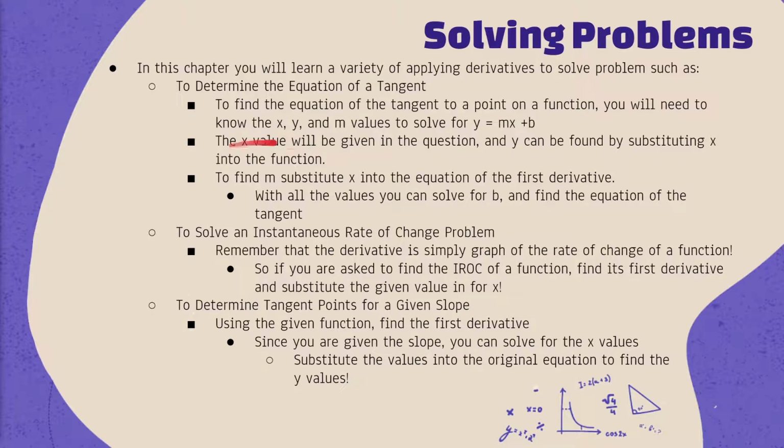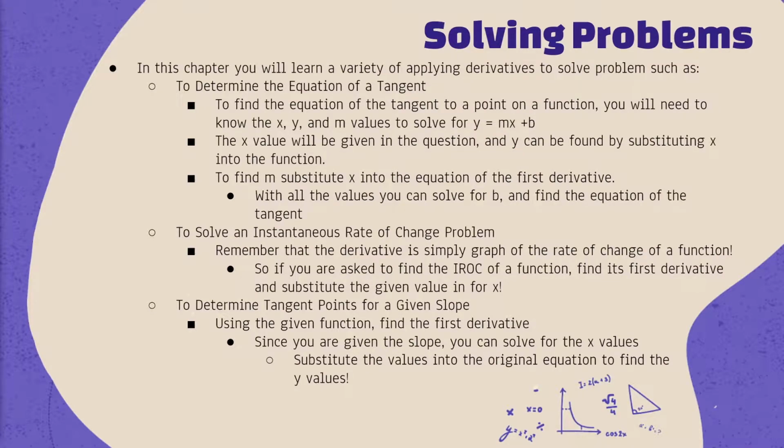The x value will be given in the question. The y value can also be given, I guess, but that would not necessarily give you one x point. So usually just a single x value will be given, and then you'll be given an equation. So you could substitute x into that equation and immediately solve for y. So now you found the point that you're finding the tangent to.